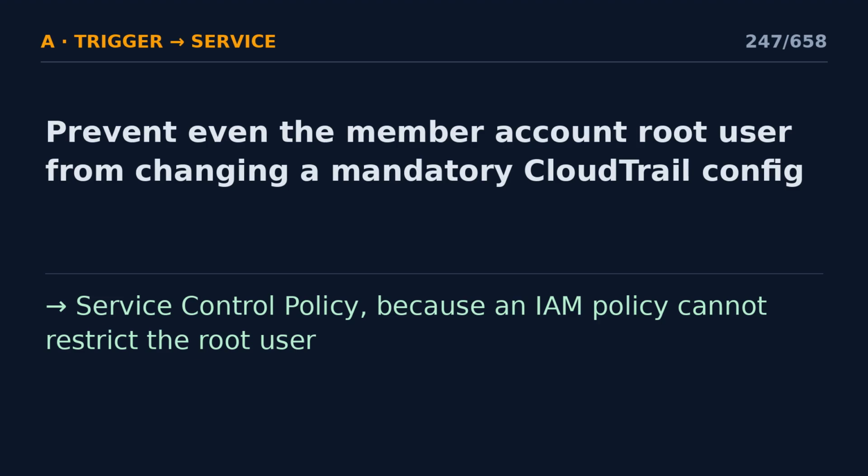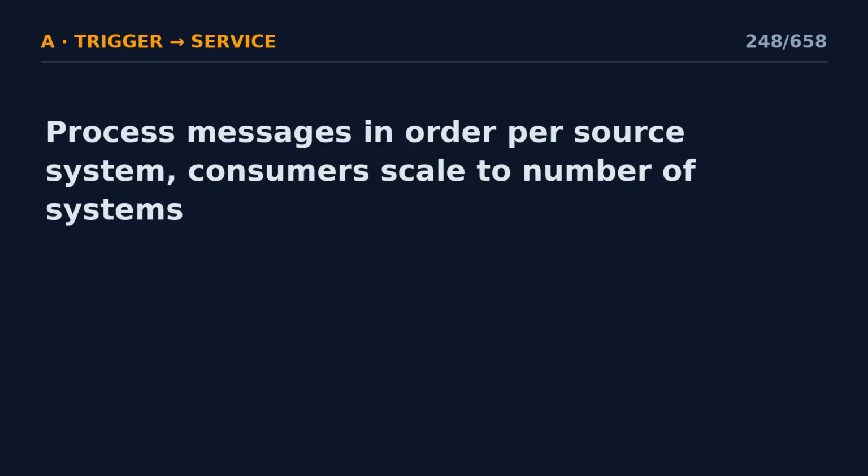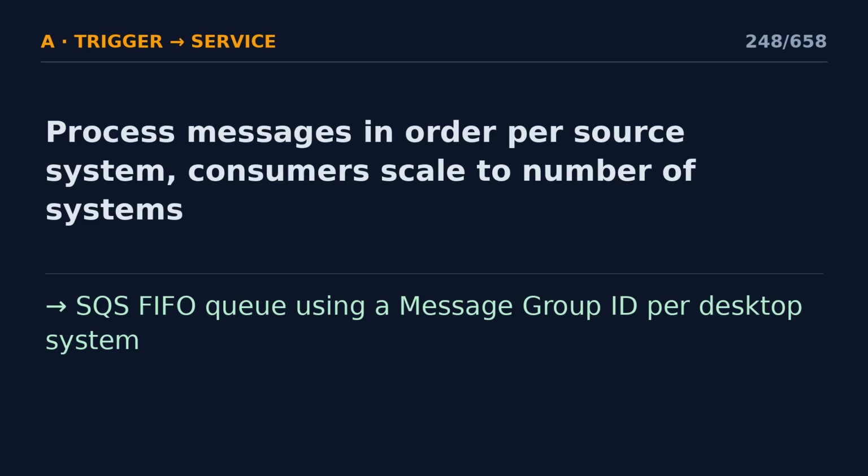Answer: Service control policy, because an IAM policy cannot restrict the root user. Process messages in order per source system. Consumer scale to number of systems. Answer: SQS FIFO queue using a message group ID per desktop system.